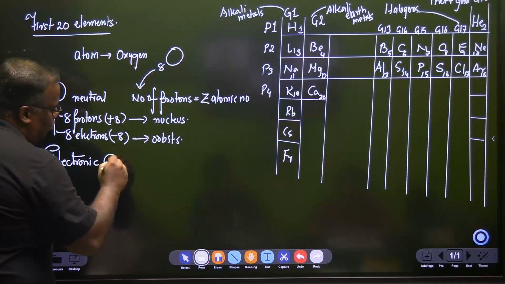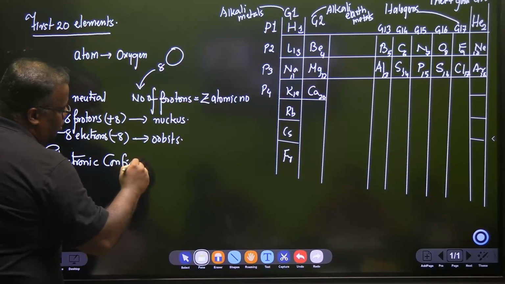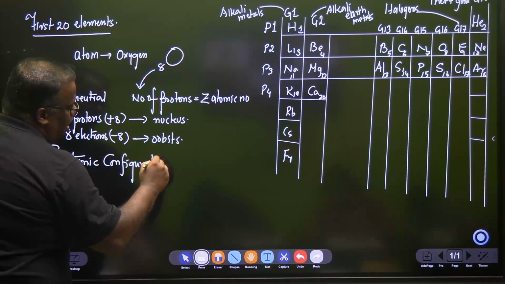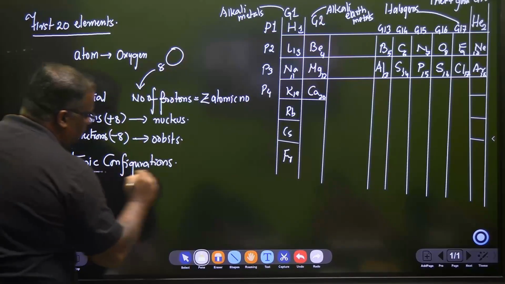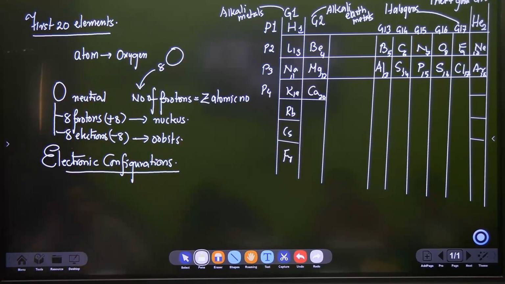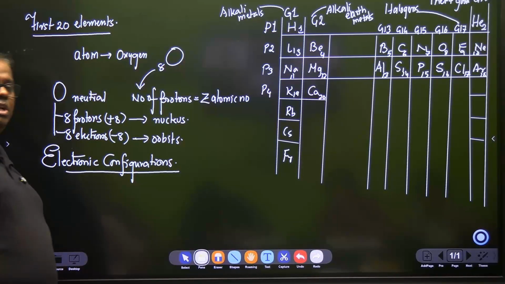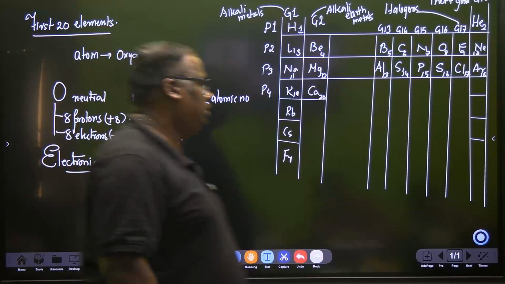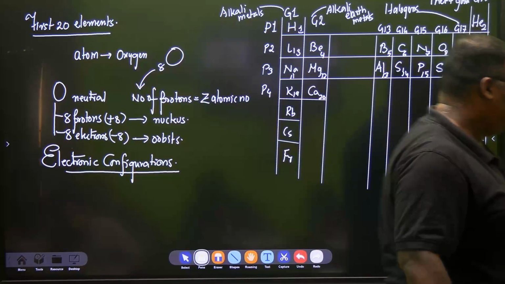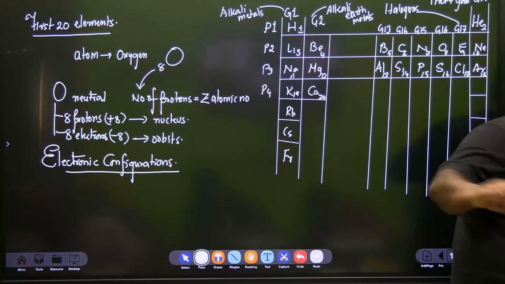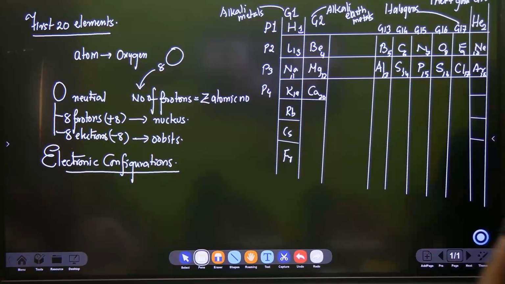Electronic configuration. Electronic configuration means how the electrons are arranged in an atom, or distributed in the orbits of an atom. Okay? How the electrons are distributed. So just write: electronic configuration means how the electrons are distributed in the orbits of an atom.